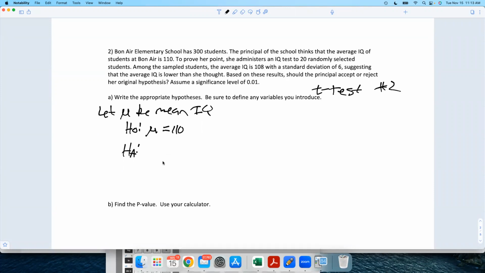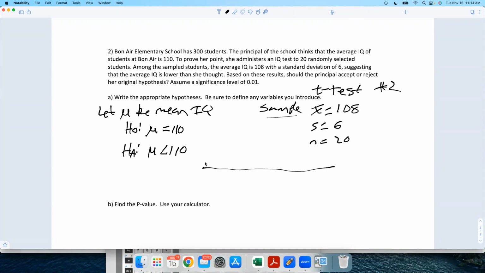But then she did a sample, and that sample says, no, it's not 110. It's less than 110. It's only 108. This one we're always going to write as equal. This one we're either going to write less than, greater than, or sometimes not equal to. Okay, we have our sample. They're always going to give you all 3 of these, and the calculator asks for all 3 of these. My sample mean, sample average was 108. The standard deviation was 6. And my sample size was 20.